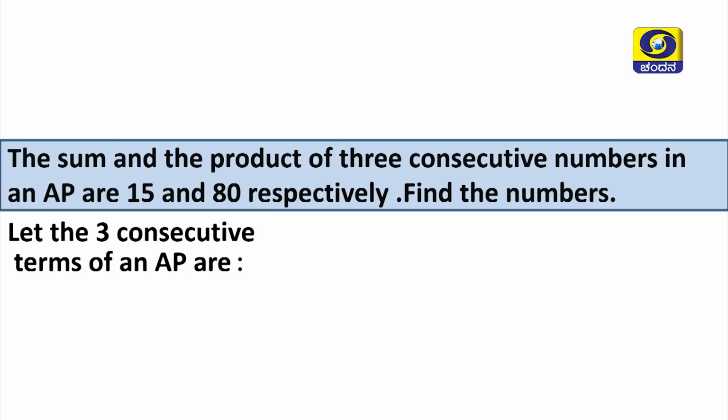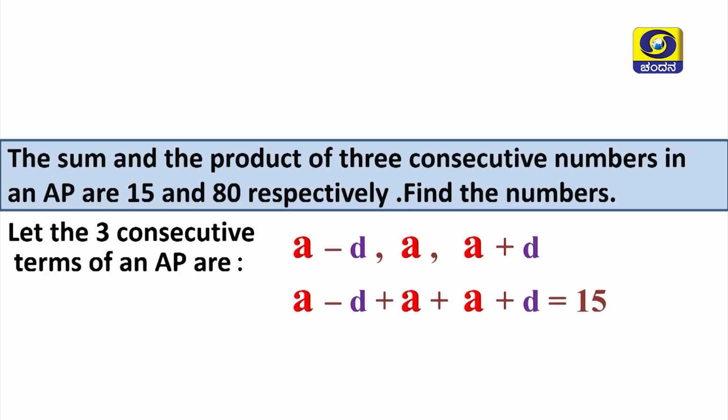So, let the 3 consecutive terms of the AP be a minus d, a, a plus d. Normally, you will be tempted to take a, a plus d, a plus 2d, right? But I have taken a minus d, a, a plus d. When 3 terms are in AP, this is the best way. You will see the advantage. What have they given you? They have given you that the sum of the 3 terms is 15, correct? So, a minus d is the first term, plus a is the second term, plus a plus d is the third term. Sum of the 3 terms is 15. What happens? Minus d and plus d get cancelled. 3a is equal to 15 and a is equal to 15 divided by 3, a is equal to 5.